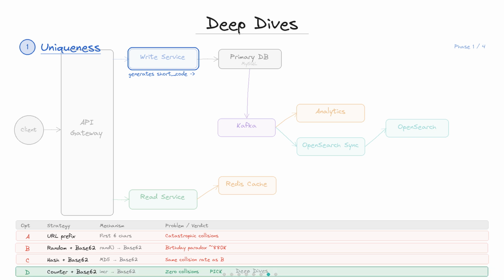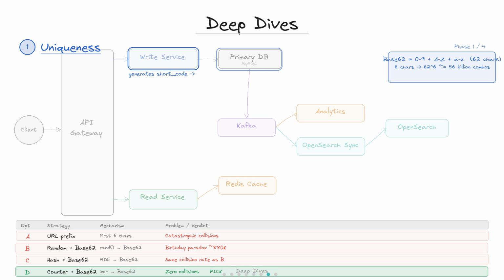Option D, use an auto-incrementing global counter, base62 encoded. The first URL gets counter value 1, the second gets 2, and so on. Since each counter value is unique by definition, there are zero collisions. No database check needed on writes. This is the winner. Let's talk about base62 for a second. We use 62 characters, digits 0 through 9, uppercase A through Z, and lowercase a through z. At just 6 characters per shortcode, that gives us 62 to the power of 6, about 56 billion unique combinations. That's more than enough headroom for a very long time.